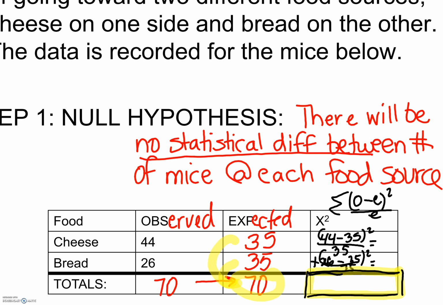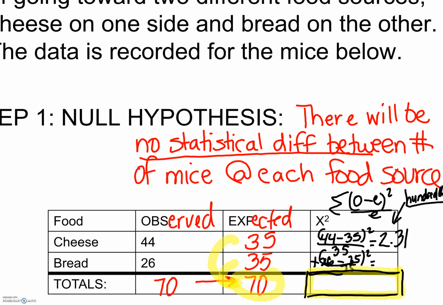If we plug that into our calculator really quick, 44 minus 35 squared gives us 81, divided by 35, and I get 2.31. For a chi-square test, I recommend going to the hundredths place. The reason is that on the next slide, you're going to see that the table we're going to be using always goes to the hundredths place. So go to the hundredths place on your answers.